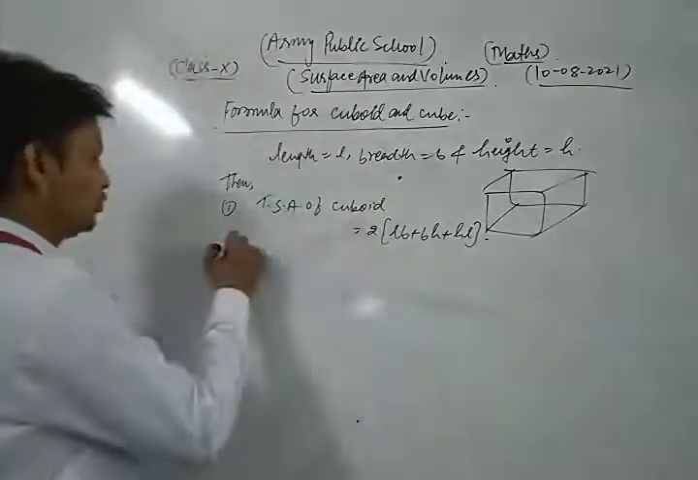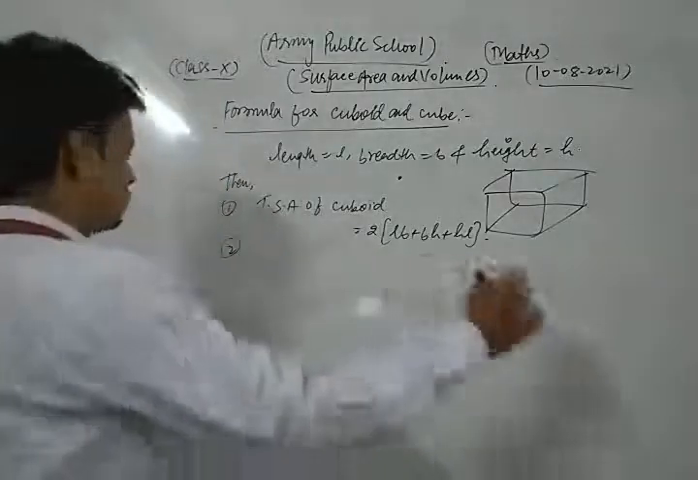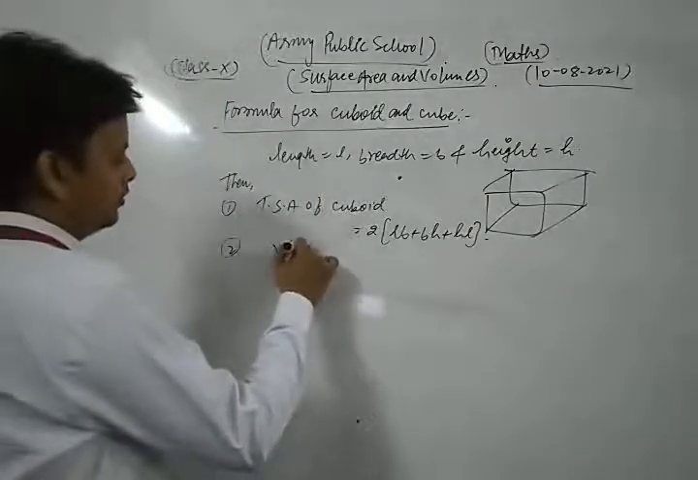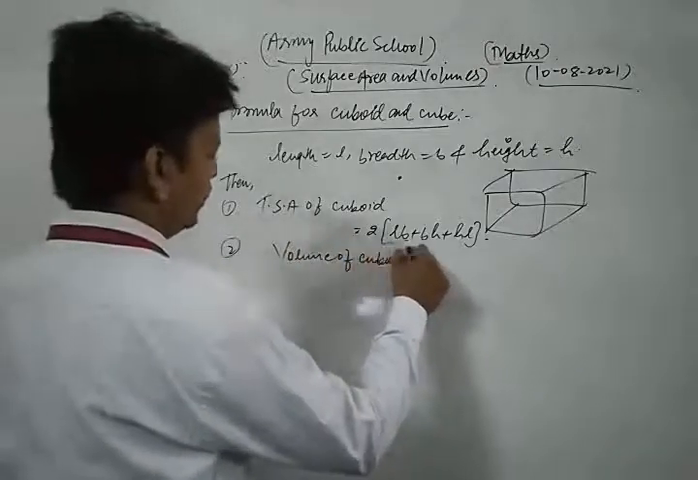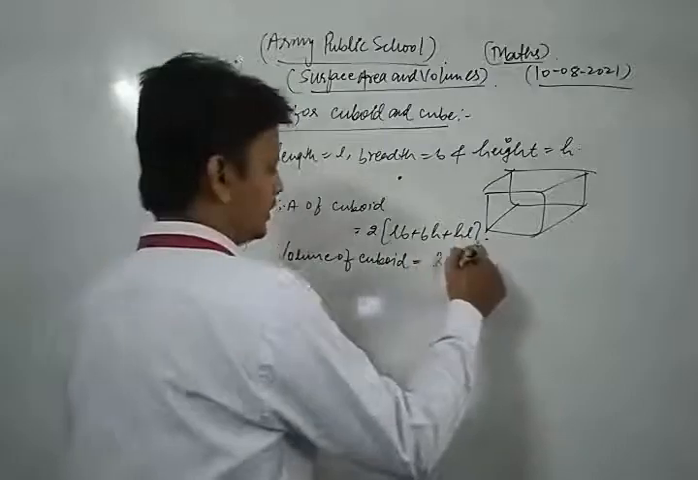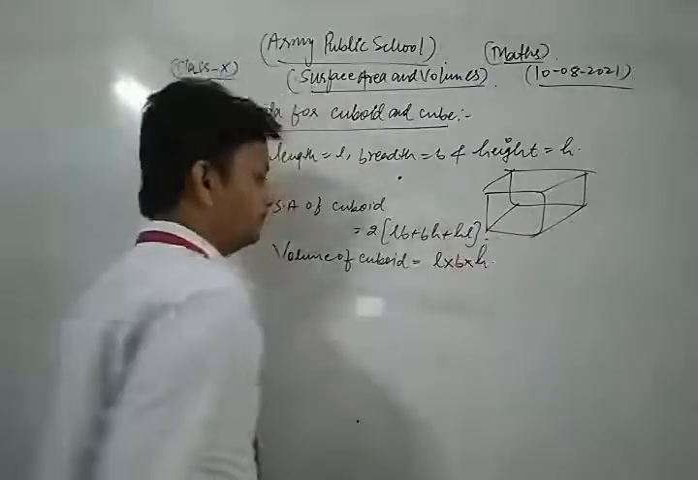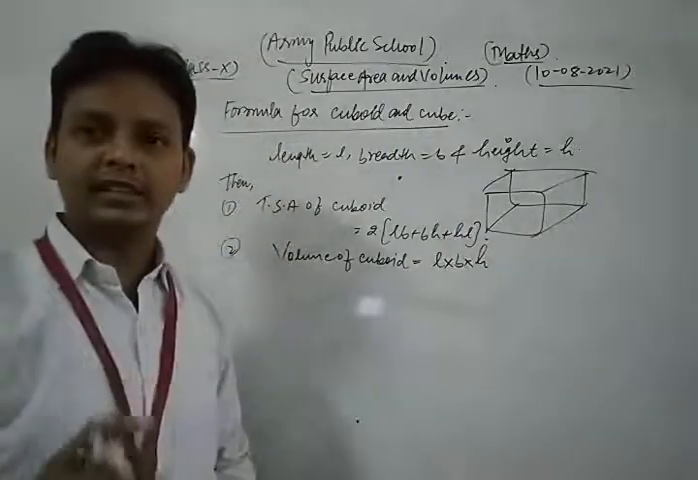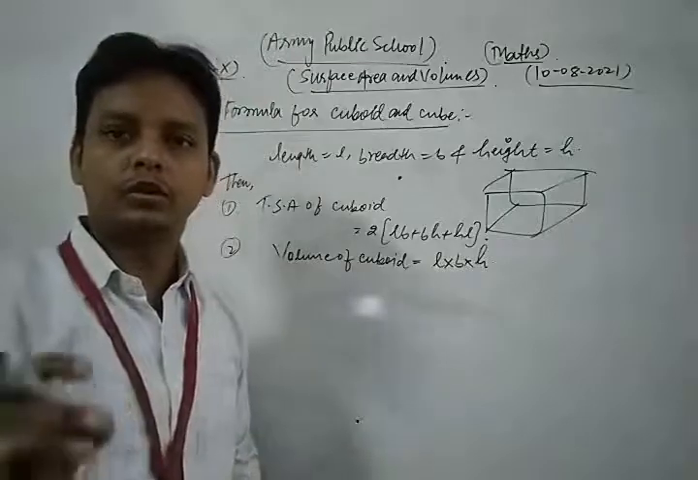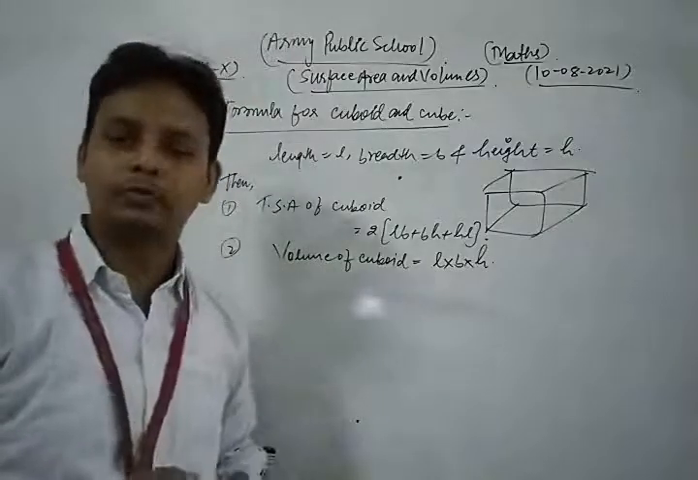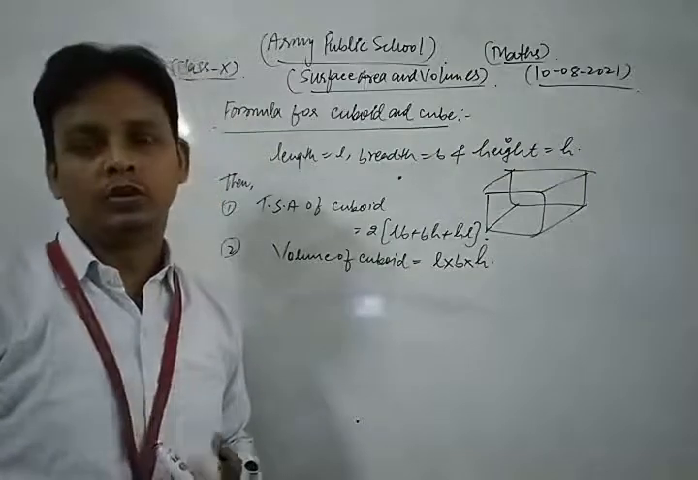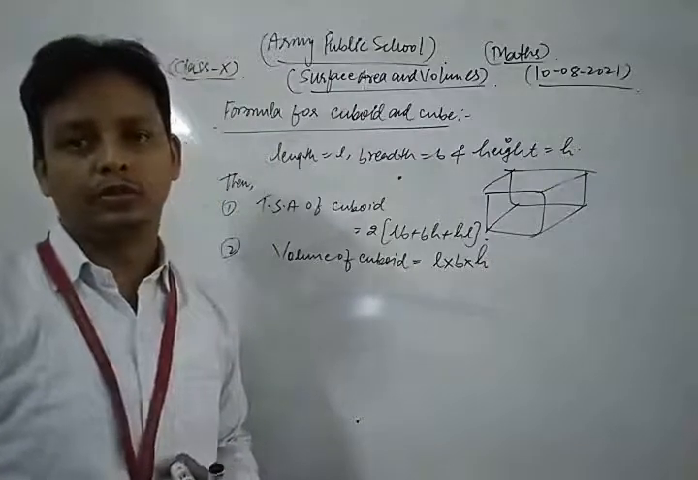Second one is the volume of cuboid. The formula for volume of cuboid is length into breadth into height. This is the formula for volume of cuboid, dear friends.